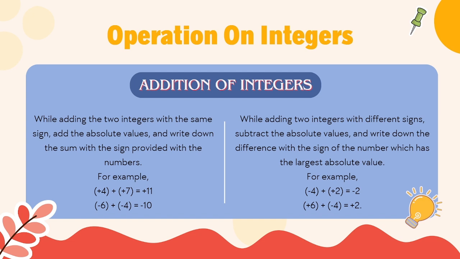While adding two integers with different signs, subtract the absolute values and write down the difference with the sign of the number which has the larger absolute value. For example, negative 4 plus positive 2 equals negative 2. Positive 6 plus negative 4 equals positive 2.